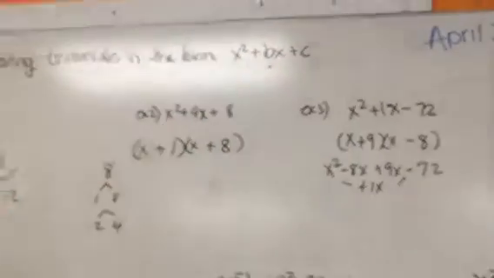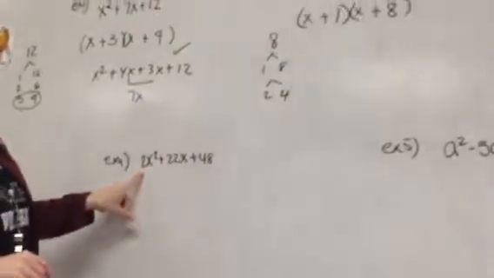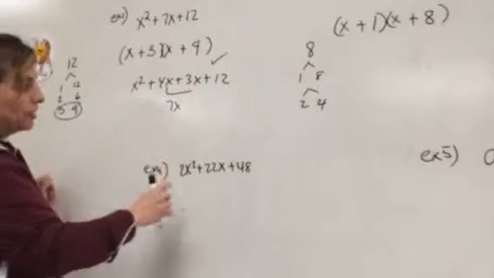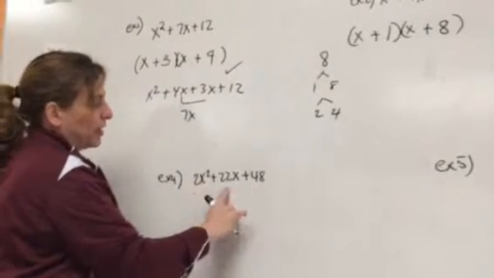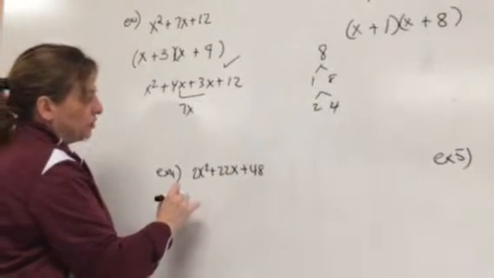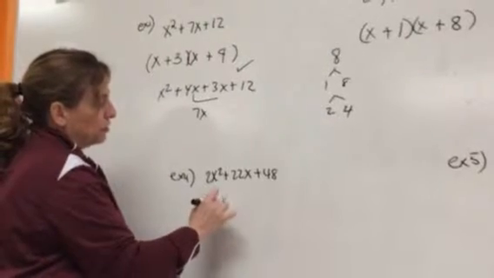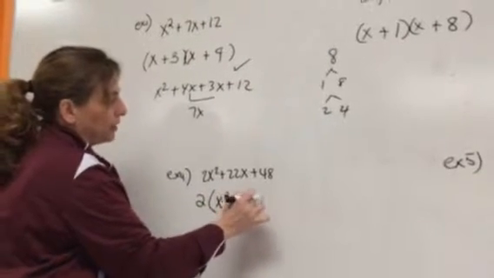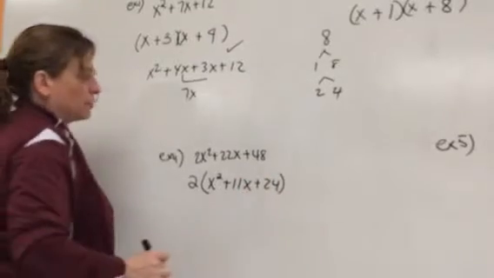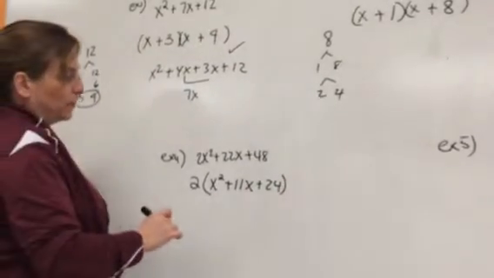Now this is a little different because this is not in the form x squared plus bx plus c. There's a 2 here, and the 2 is not a perfect square. So we actually have a 2 that we can factor out of each thing. So they throw that in there so that you'll factor out the 2 and be left with x squared plus 11x plus 24.